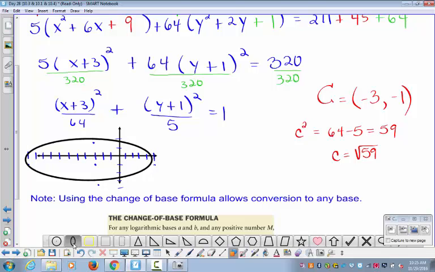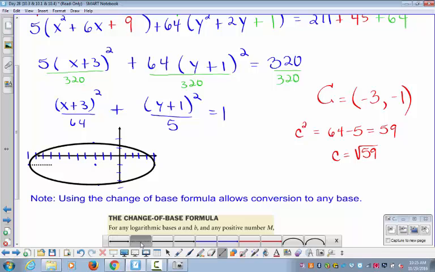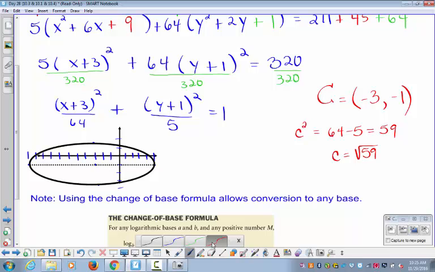There's something about like that. Then the foci are on the major axis. Major axis is the longer axis. And those foci, square root of 59, that's somewhere between 7 and 8. Square root of 49 is 7, square root of 64 is 8, so somewhere between 7 and 8. So we're pretty far over there, right in between the last two tick marks. So there are our two foci. Focus 1, focus 2.